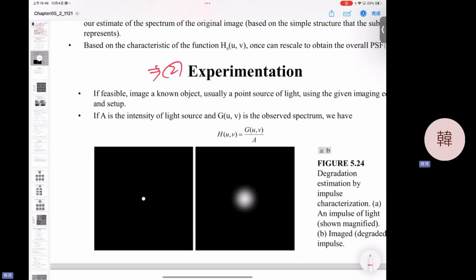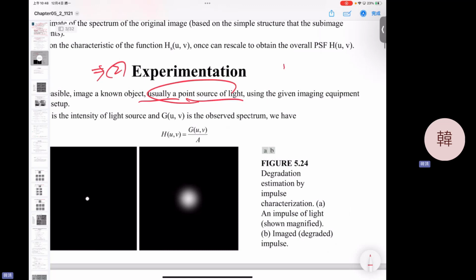The second one is the experimental approach. You have to use a point source of light with your imaging system, and we call it a delta m n there. And then the impulse response of this system is the convolution of the system's response with delta m n, and the convolution of any signal with the impulse function delta becomes itself.